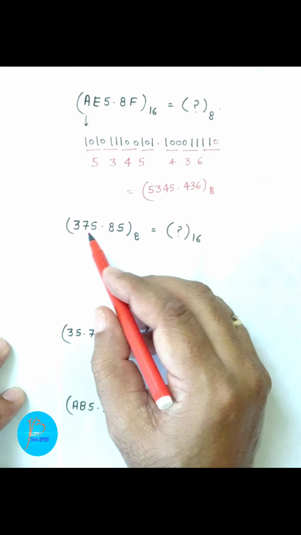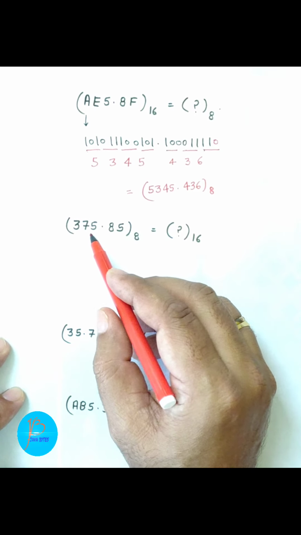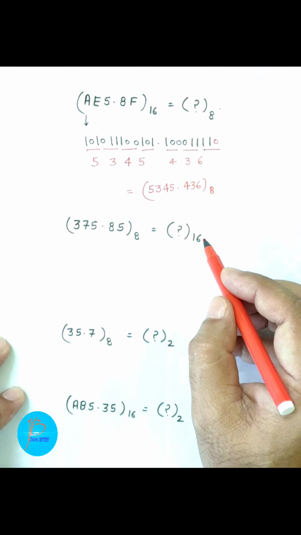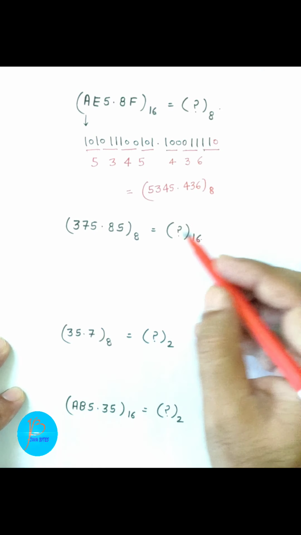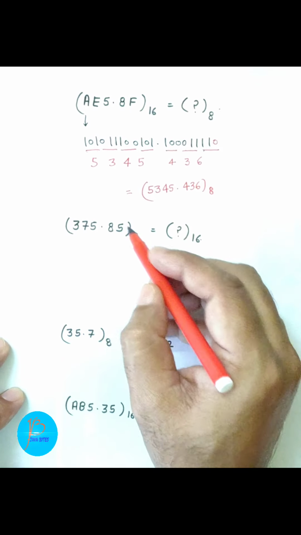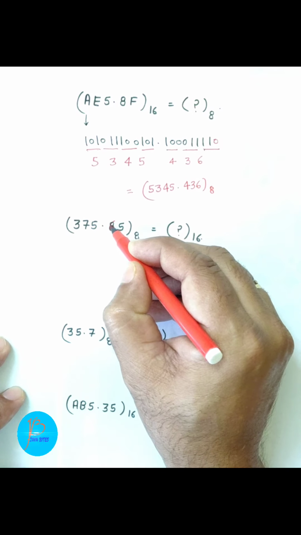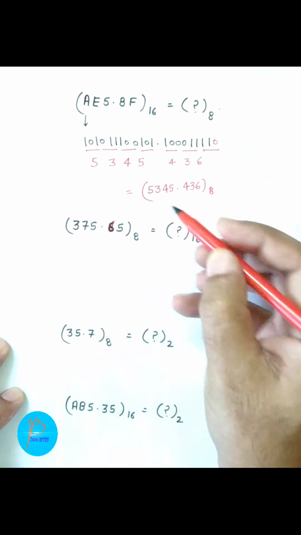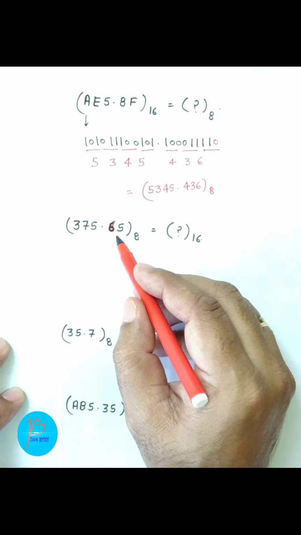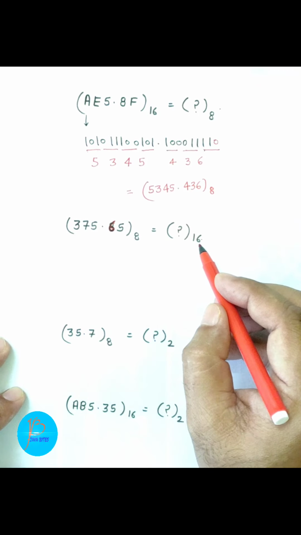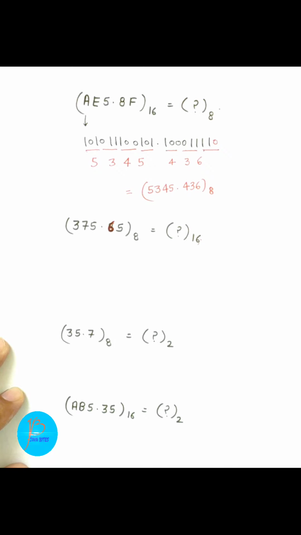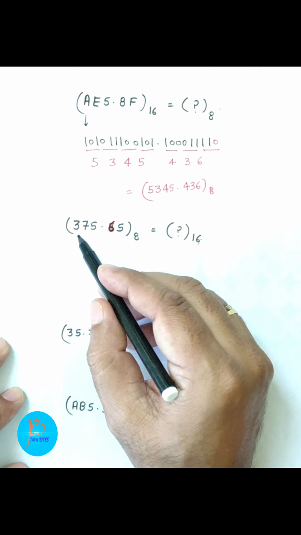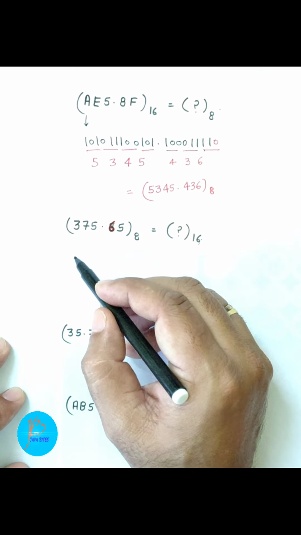In the same way children, now look at the second value. It is given in octal, and we have to find its hexa equivalent. 375.65, on the base of 8, and we have to find its hexa equivalent. So for that purpose also, you know what you have to do, you will note down the binary equivalent of these octal digits.